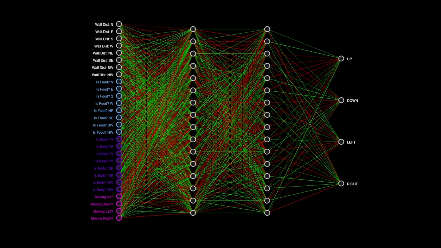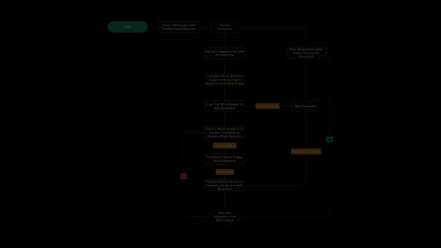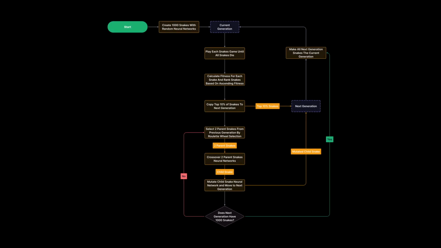This network has 2 hidden layers with 16 neurons each, and 4 output neurons for each direction the Snake can go in. The output with the highest activation will determine which direction the Snake goes in. To train the neural networks of the snakes, I'll be using a genetic algorithm, which is just pretty much the process of natural selection, just like in nature.